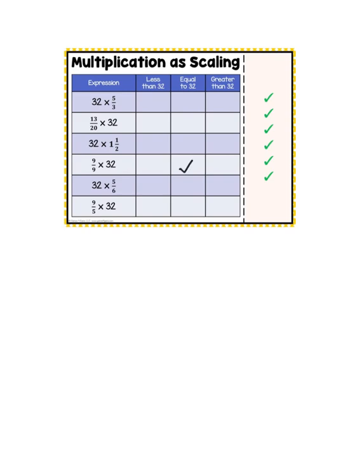Now look through and find the fractions that are less than 1 whole. Those products will be less than 32, like 13/20. Last, scan and find the fractions that are greater than 1 whole, like 5/3. That expression will have a product greater than 32. Now finish the rest on your own.